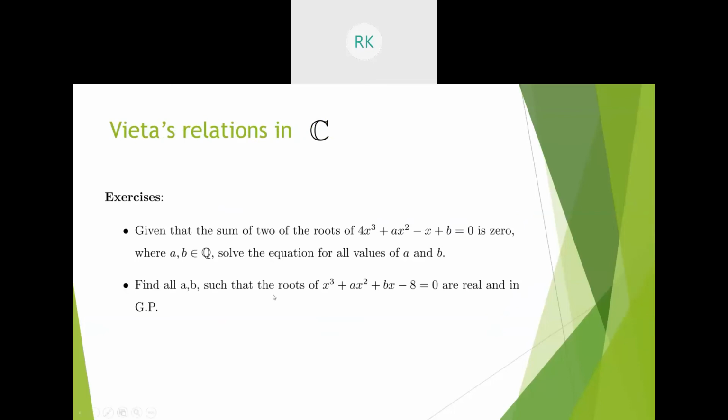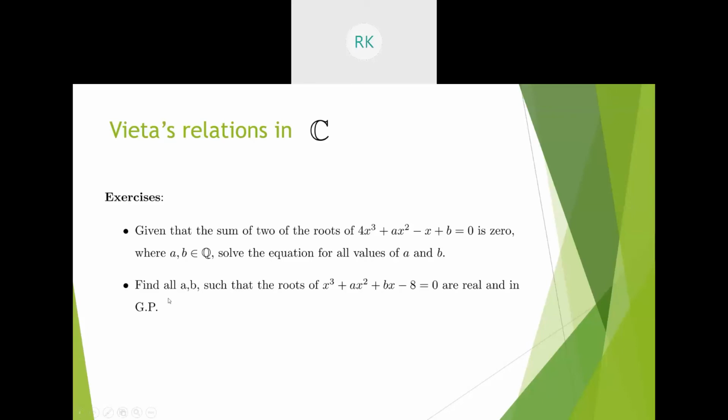So given that the sum of two of the roots of the equation 4x cubed plus ax squared minus x plus b is 0, where a and b are rational numbers, solve the equation for all possible values of a and b. That means a and b are not given to you. All you know is that a and b are rational, and you have three roots, alpha, beta, and gamma, and say alpha plus beta is 0. Then use Vieta's relationship to solve for the roots alpha, beta, and gamma.